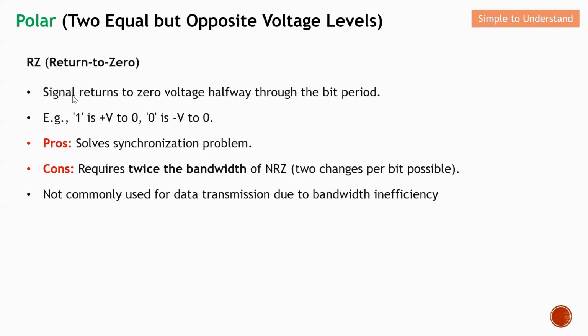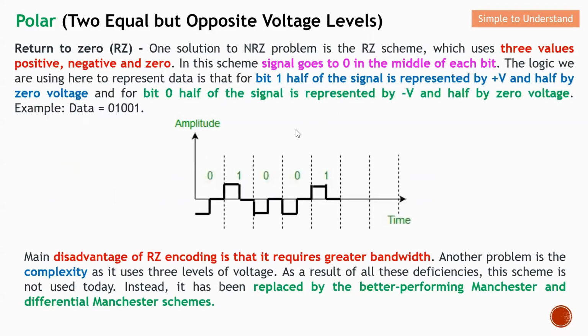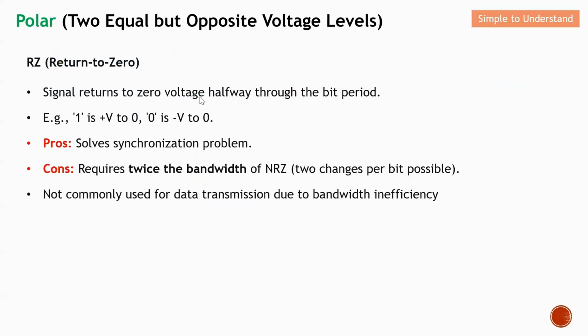Firstly, the signal actually returns to 0 voltage halfway through the bit period. What does this actually mean? Let's take a look at this time diagram in order to understand better. Okay, so this simply means that at the half, they will return to the 0 voltage. Basically, from here you can see that at the half, they will return back to the 0 voltage. So this is actually for the return to 0.